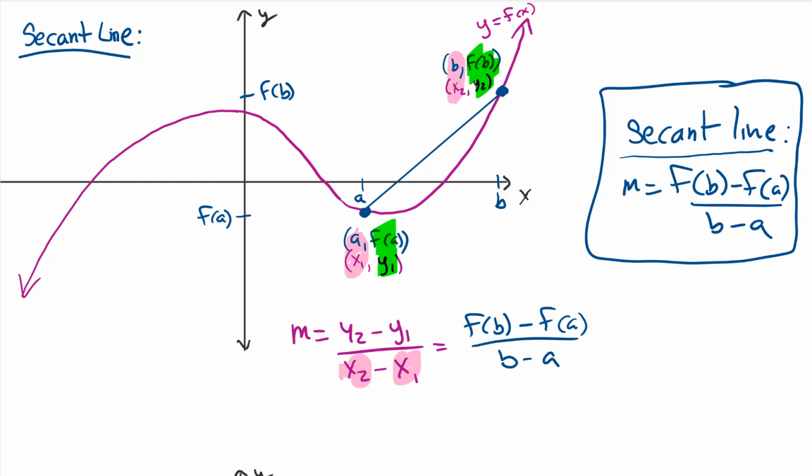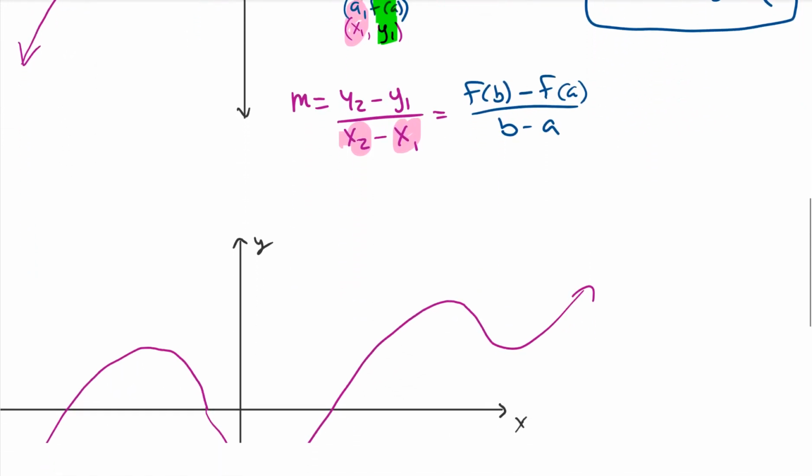All right, cool. This is algebra. This doesn't have anything to do with calculus yet. Cool. It's the slope formula. All right, so that's the secant. We've got to be able to speak the same language.